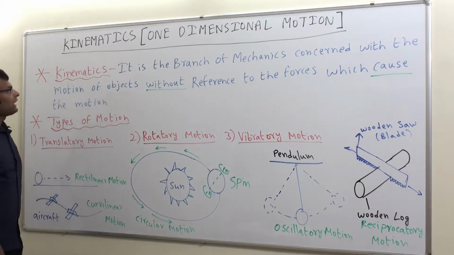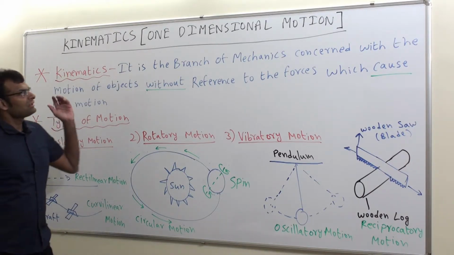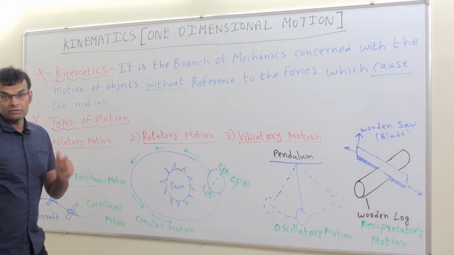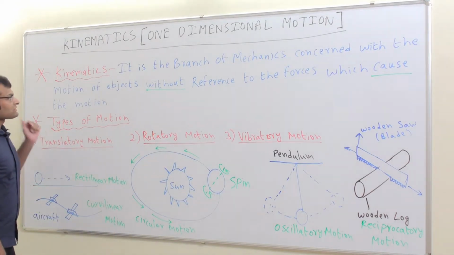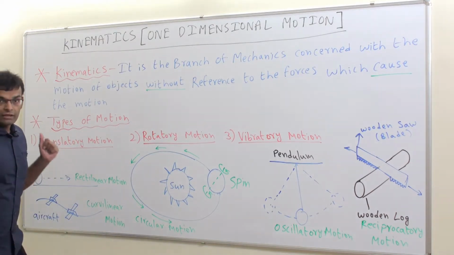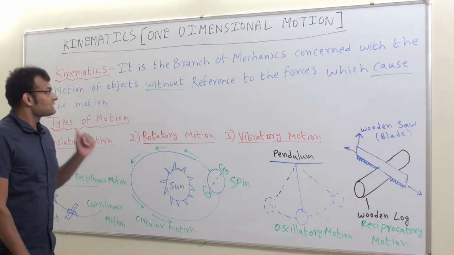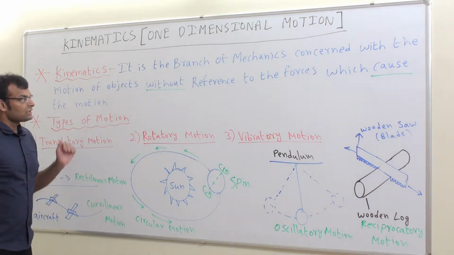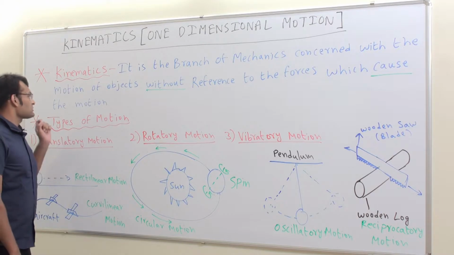In this class, I am going to discuss kinematics, that is one-dimensional motion. Kinematics in one-dimensional motion. Let's see what is kinematics. As per the definition of kinematics, it is a branch of mechanics concerned with the motion of objects without reference to the forces which causes the motion.